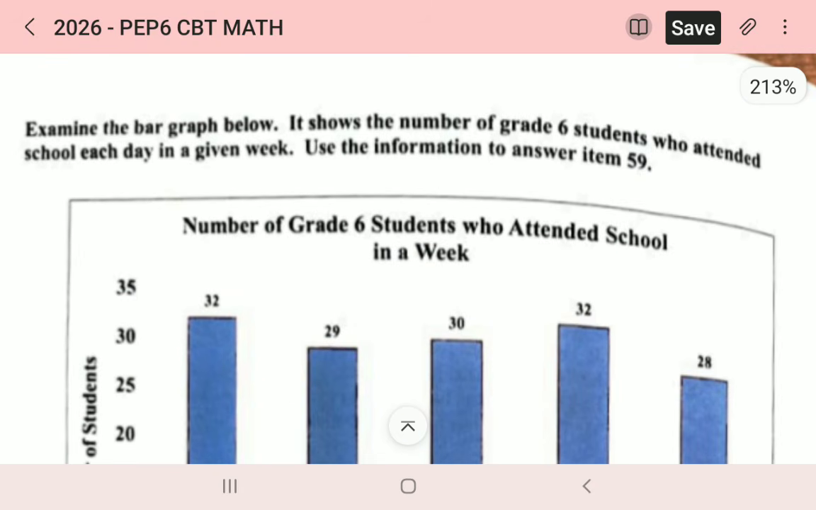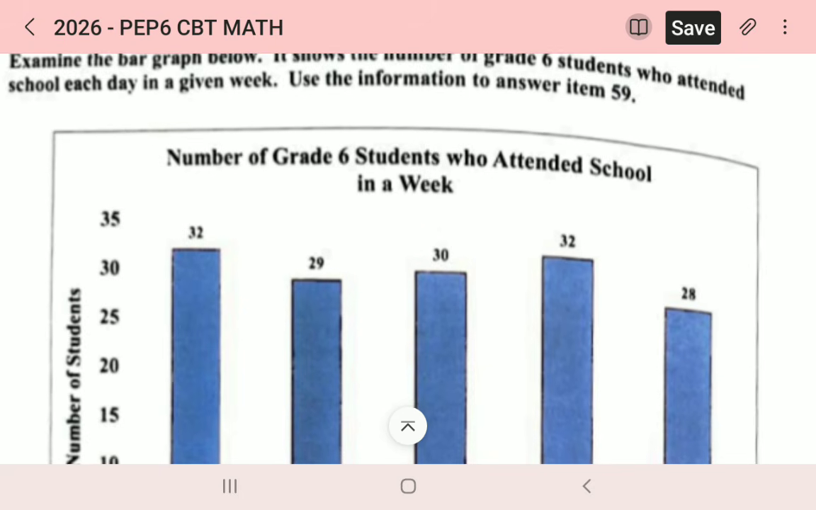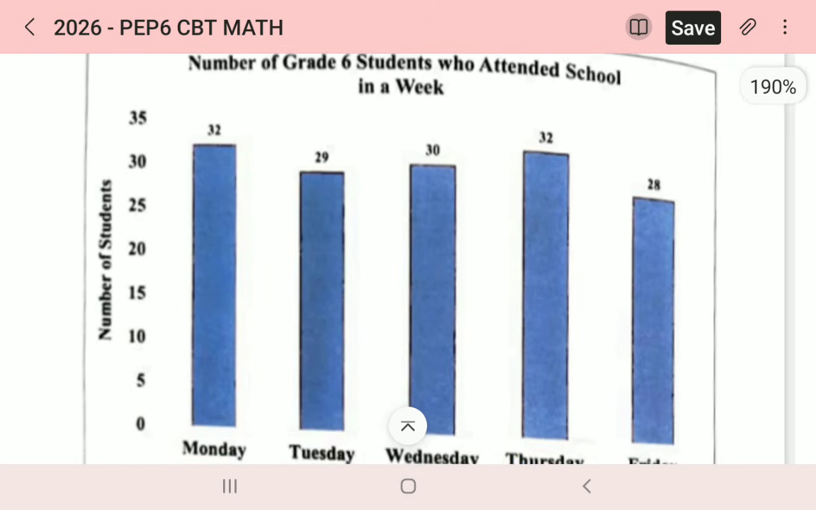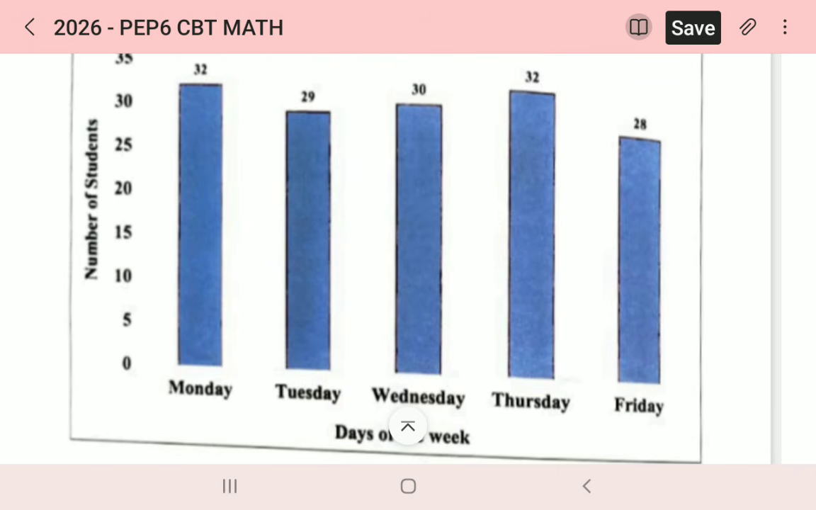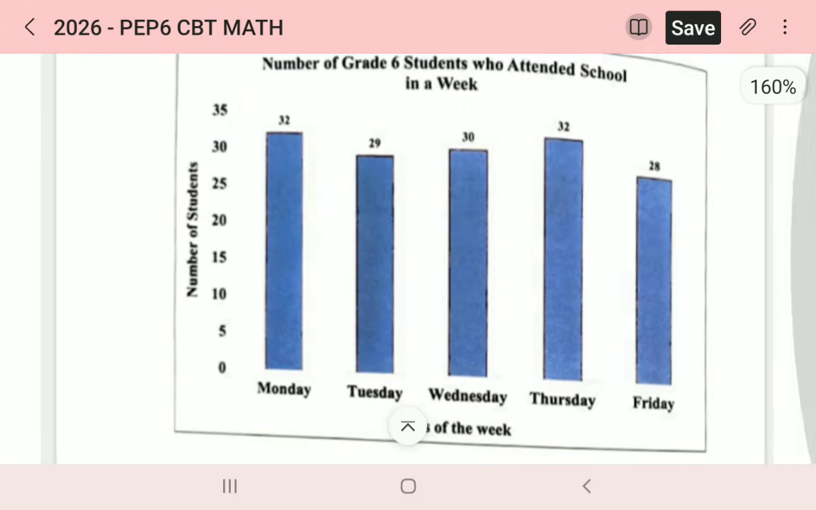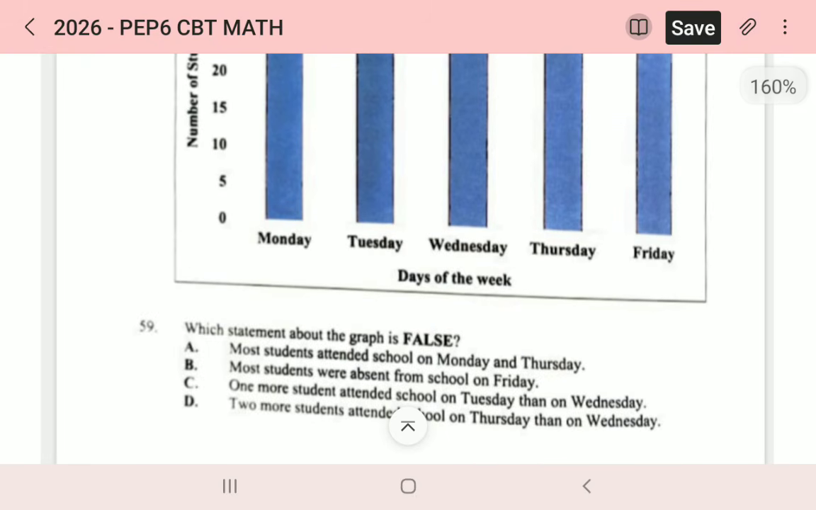Examine the bar graph below. It shows the number of grade 6 students who attended school each day in a given week. Use this information to answer 59. Getting there, soon be 60. So the number of grade 6 students who attended school in a week, number of students along the vertical, days of the week along the horizontal line. Which statement about the graph is false?